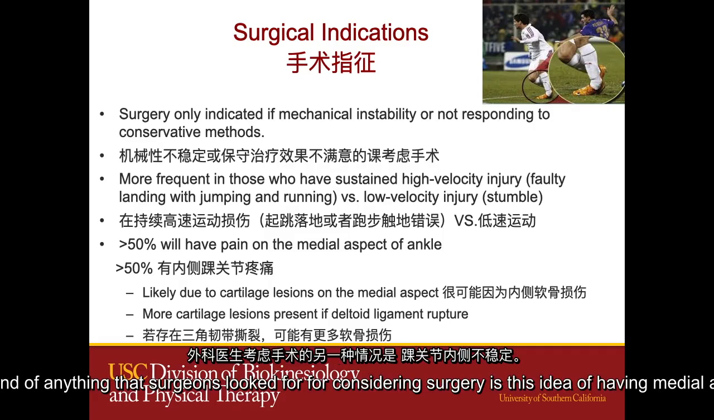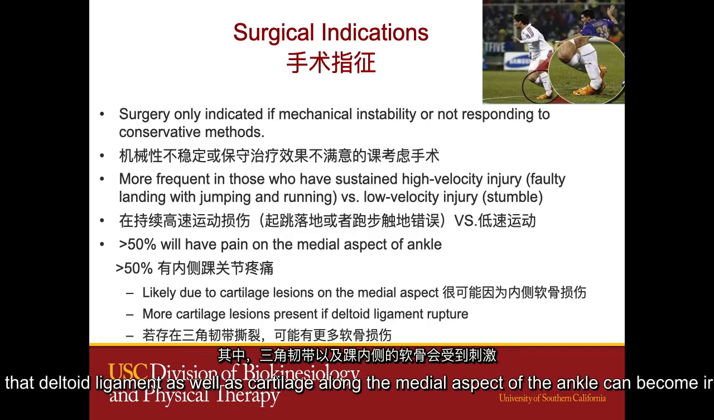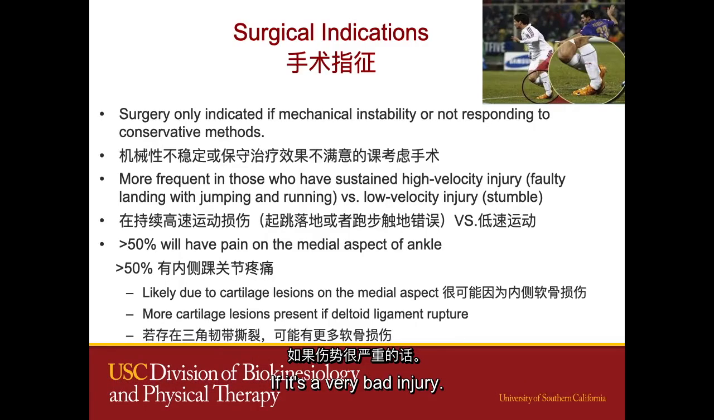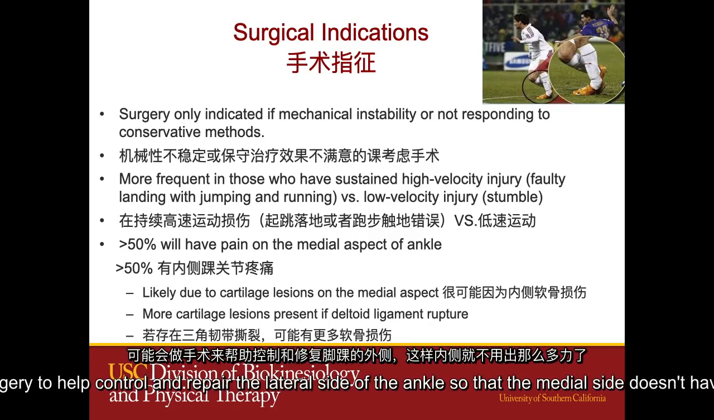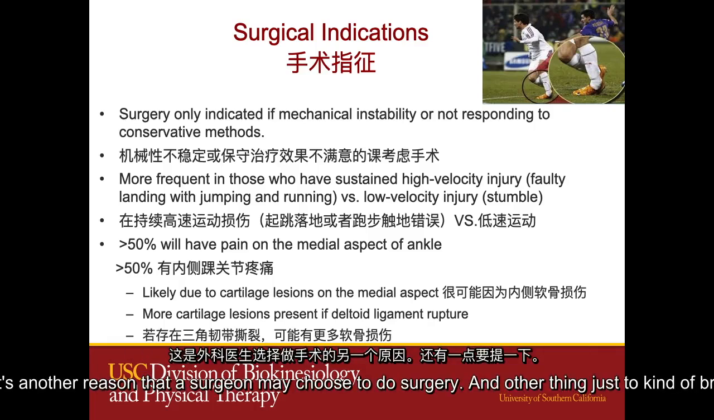Another thing surgeons look for when considering surgery is medial ankle instability. The deltoid ligament, as well as cartilage along the medial aspect of the ankle, can become irritated if it's a very bad injury. So we have to think about possibly doing surgery to help control and repair the lateral side of the ankle so that the medial side doesn't have to work so hard. That's another reason a surgeon may choose to do surgery.